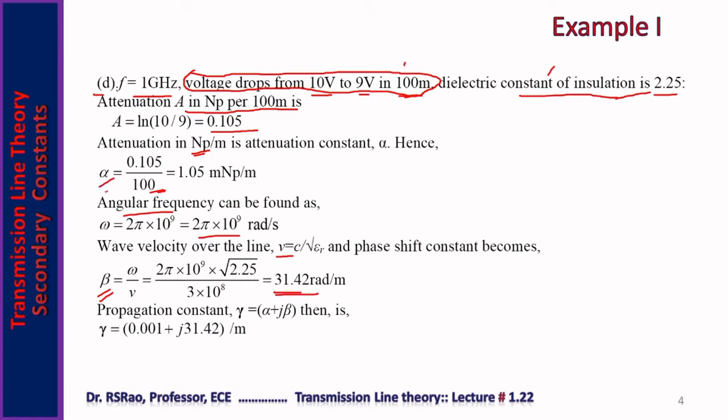So alpha is available, beta is available. So the propagation constant can be found. These problems are set around the internal physics of alpha and beta.